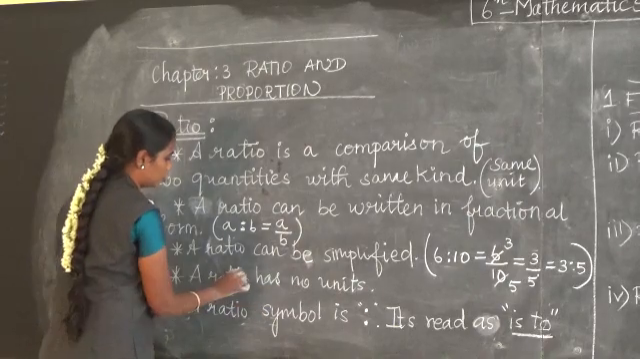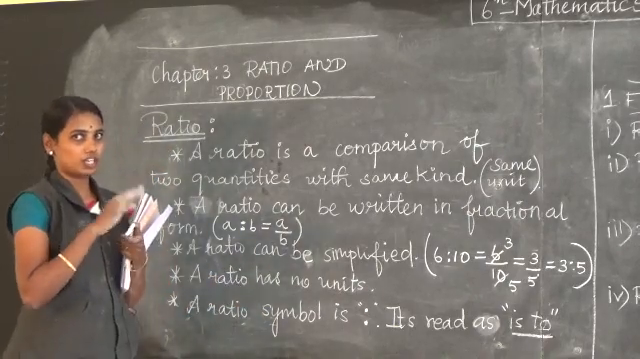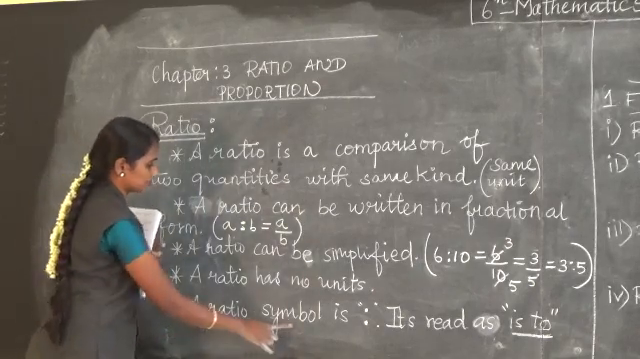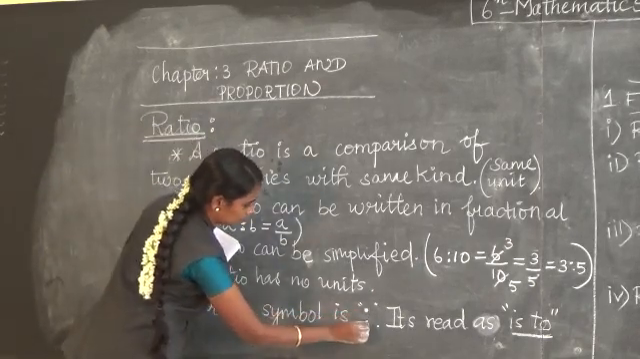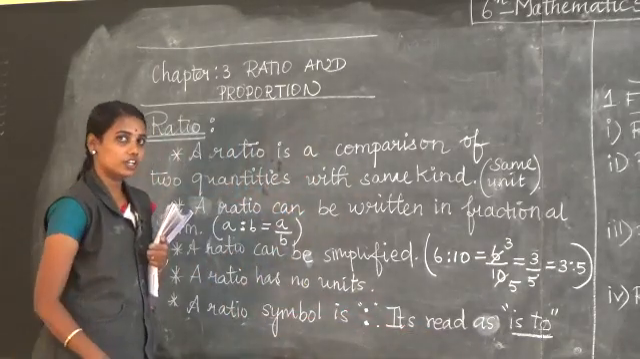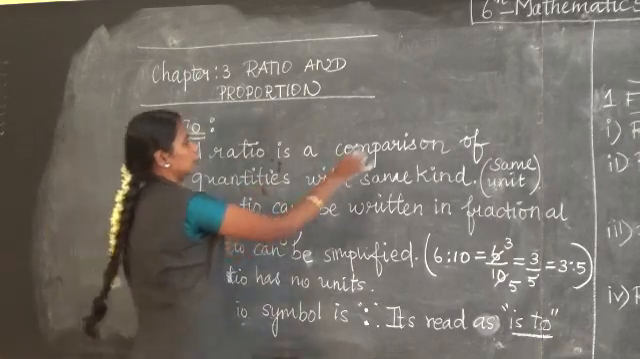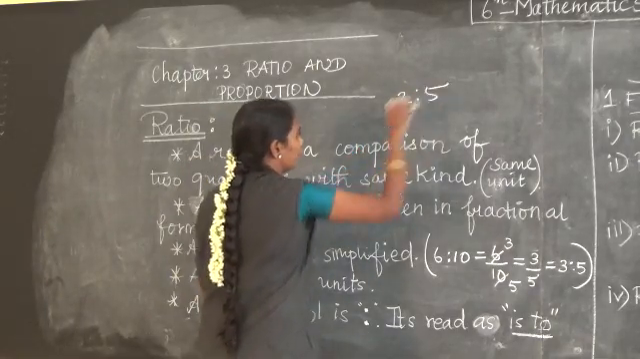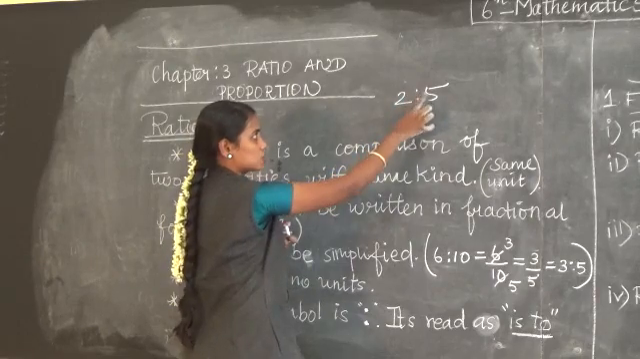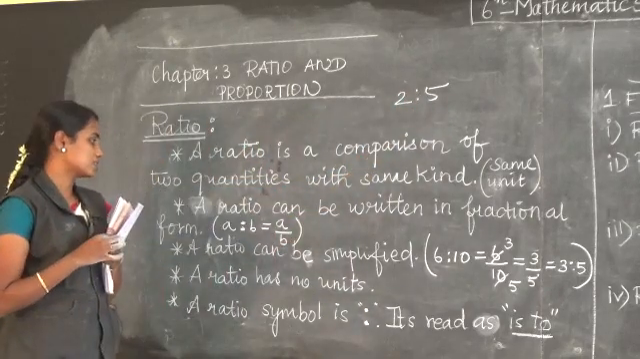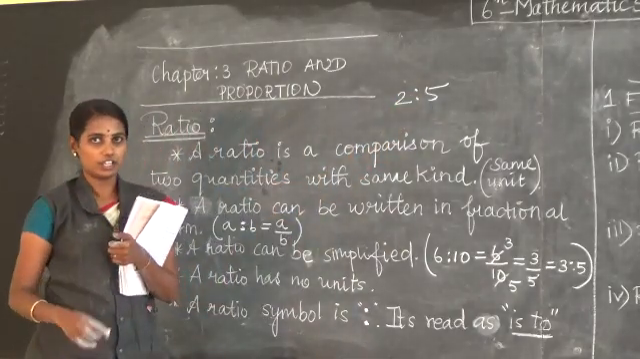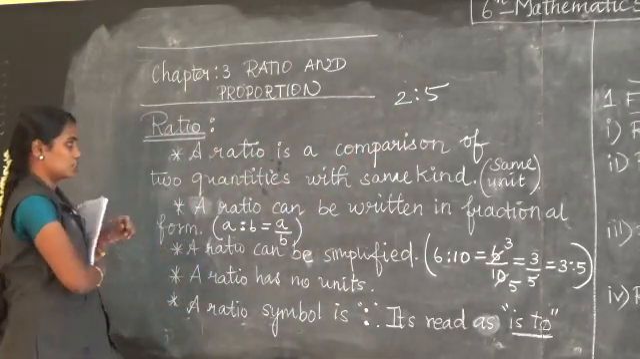Next, a ratio has no units. A ratio has no specific units. Clear? This is your ratio symbol. It's read as "is to". How will you read it? Is to. For example, 2:5, how will you read this? 2 is to 5. The symbol is read as "is to".